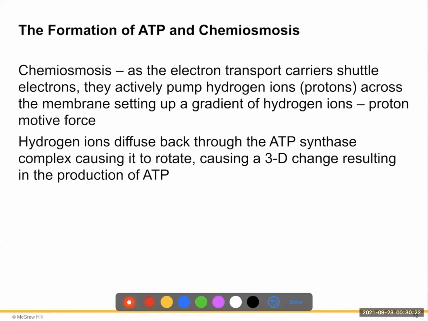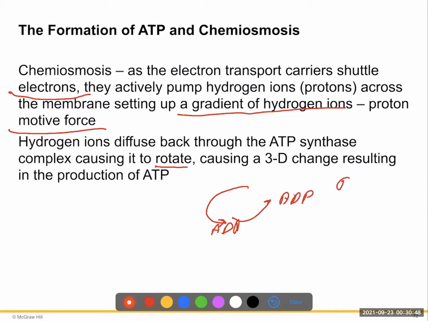Okay, so chemiosmosis: electron carriers shuttle electrons. They actively pump hydrogen ions across the membrane, setting up a gradient of hydrogen ions, which is your proton motive force. Just so we have it with osmotic pressure. The hydrogen ions diffuse back across the ATP synthase complex, makes it rotate, and as it rotates, it moves to where it binds to ADP, and it takes that ADP, pushes it into the enzyme, where you have ADP and a phosphate group, and they combine, and they produce ATP.